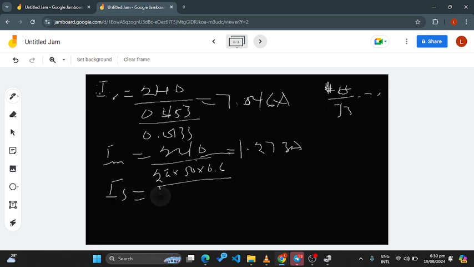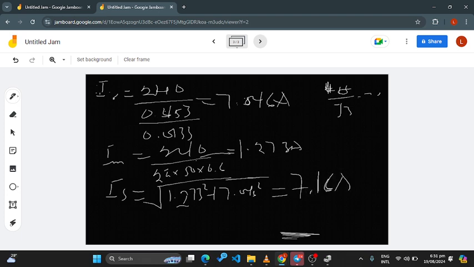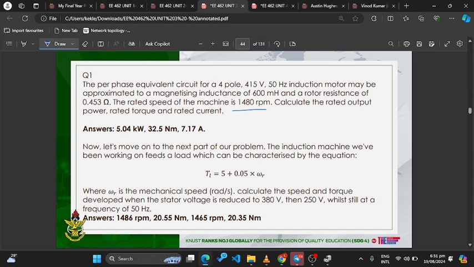IS, is equal to the phasor sum. So we are going to get the square root of 1.273 squared plus 7.046 squared, and that will give us 7.16. Okay, so 7.16 amps, which is the answer you have over here.